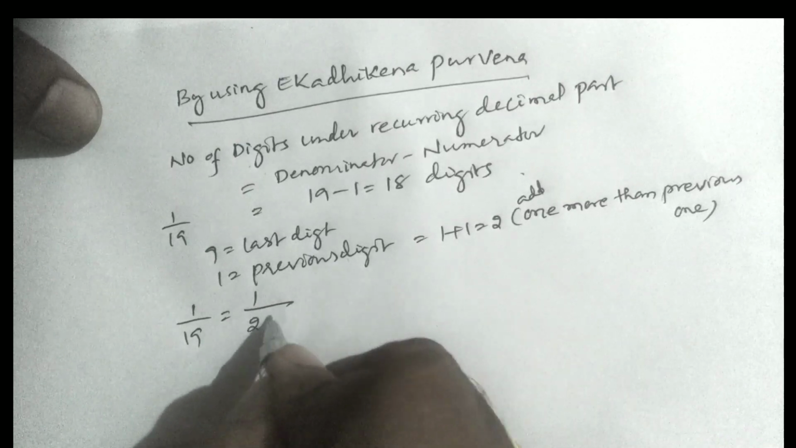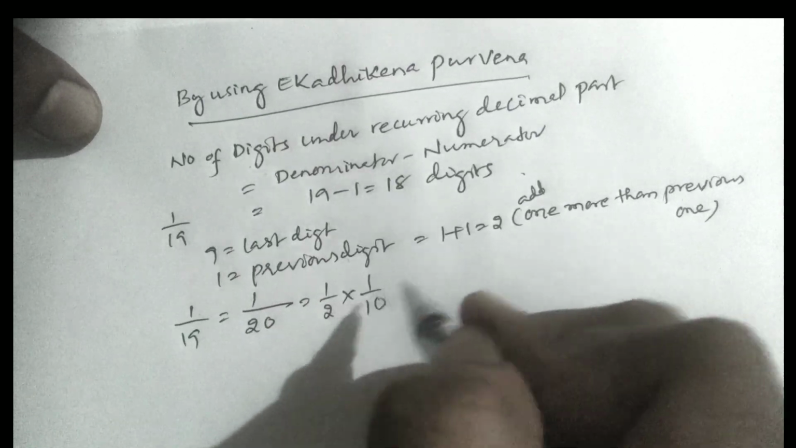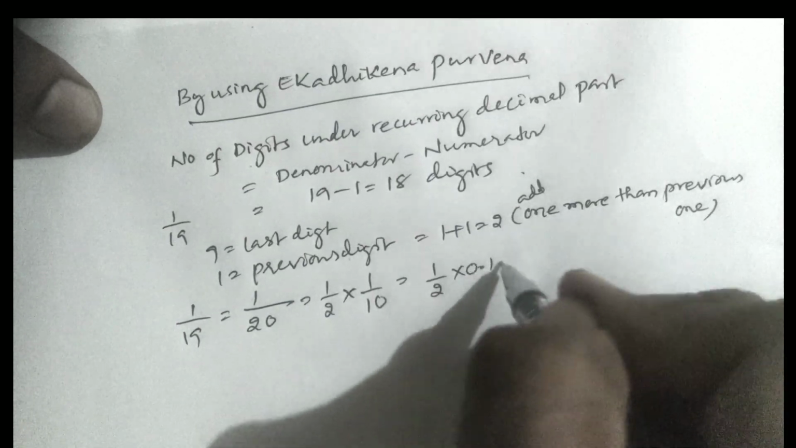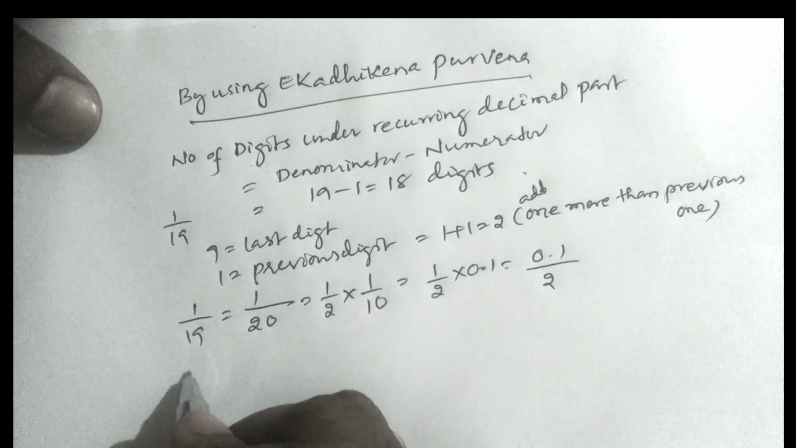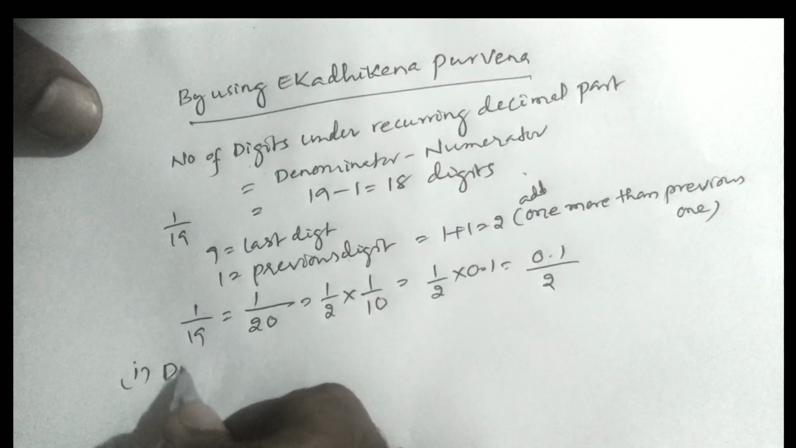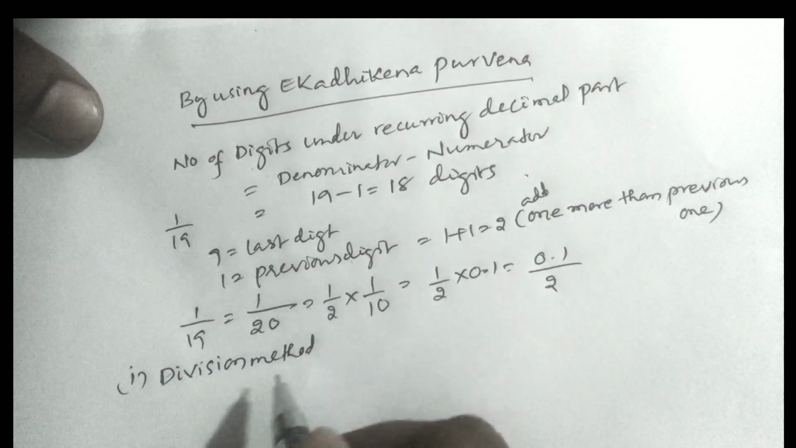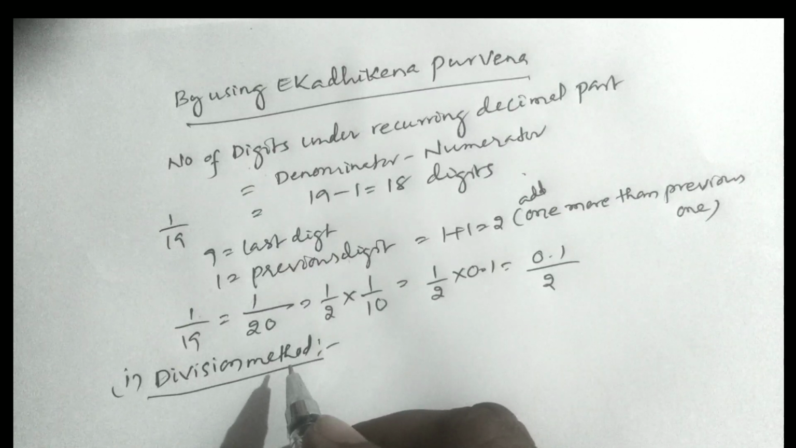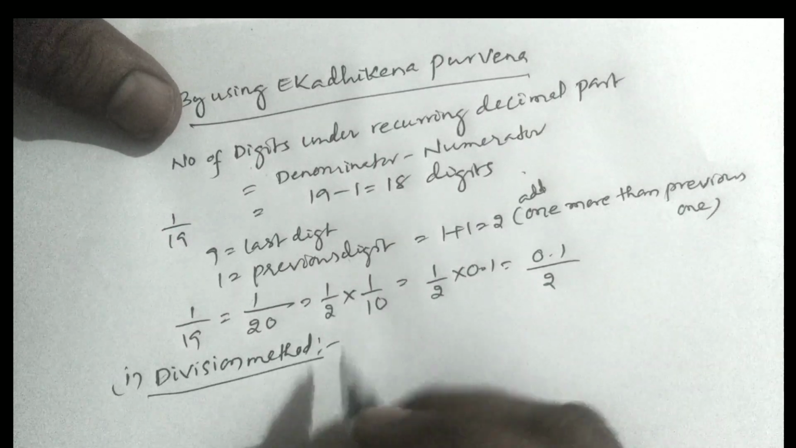So add one more than the previous one. So 1 by 19 is conventionally read as 1 by 20. Again, 1 by 2 into 1 by 10 we have to write. 1 by 10 we write as the decimal, that is 1 by 2 into 0.1, again 0.1 by 2. This method is solved by two methods, that is the division method and the multiplication method. Now we first solve by using the division method.